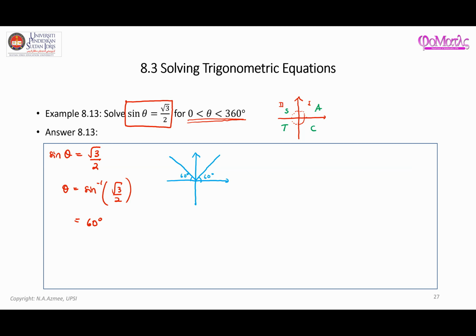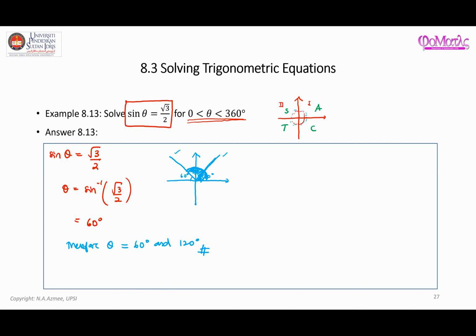Now for this quadrant, since the range of angle is just between 0 to 360 degrees, there is nowhere else for theta except on this quadrant and this quadrant. Okay, so therefore our final answer is going to be theta is going to be 60 degrees, which is this one. This is my theta, and theta is going to be up until here, which is 120 degrees. Okay, so that's the answer.